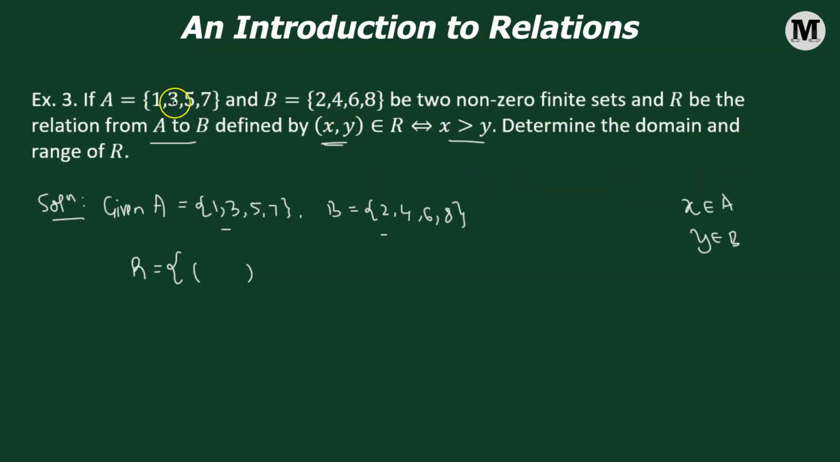We'll straight away move to the next element, which is 3. Is 3 less than any of the elements in B? Definitely, it's less than 4, but it is greater than 2. So we're going to form our first ordered pair, (3, 2).